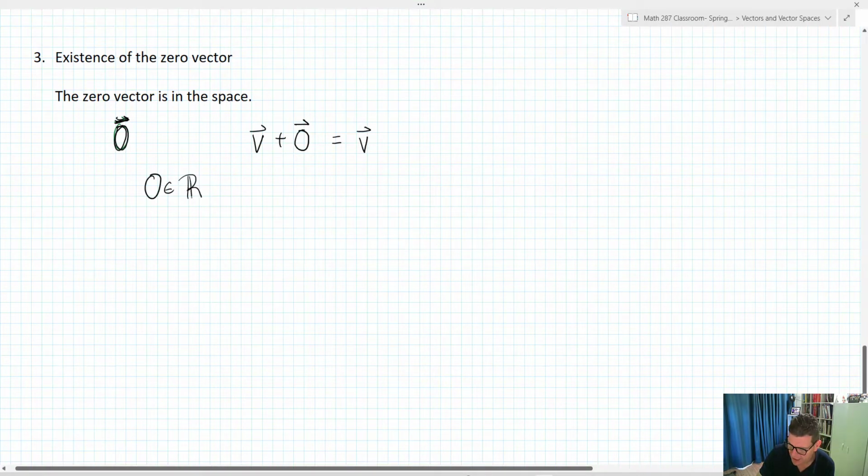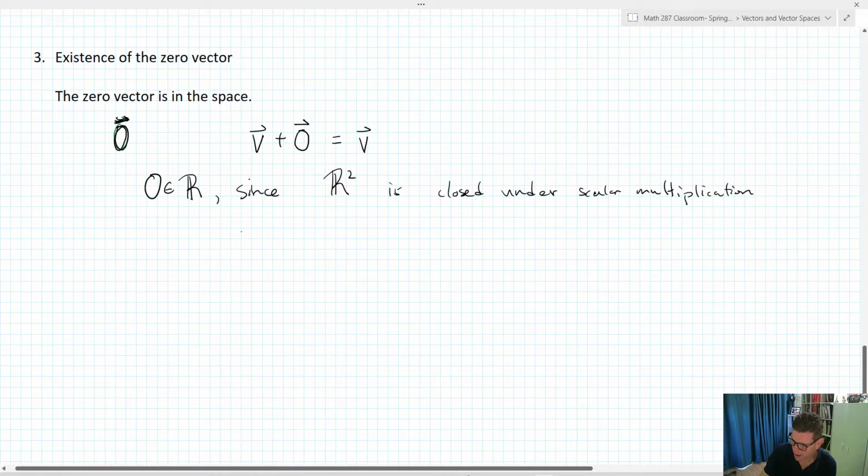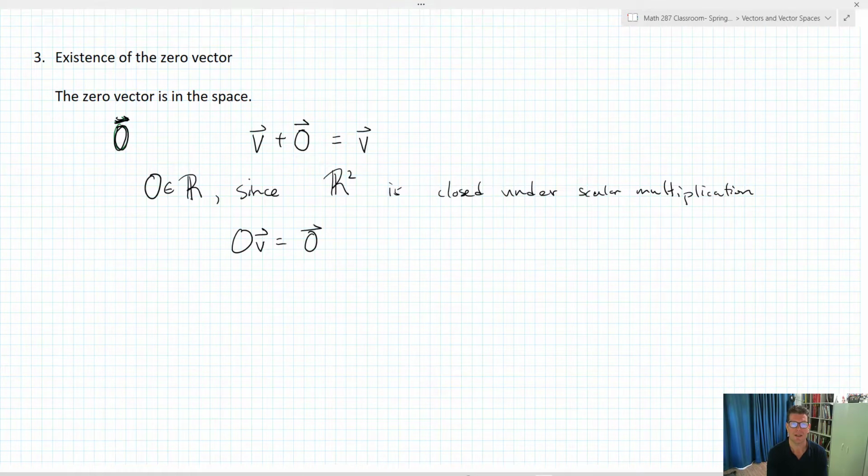The existence of the zero vector actually follows from the fact that 0 belongs to, say, for example, in our case, the reals. And since R2, say, for example, is closed under scalar multiplication, by property, 0v is just going to end up equaling the zero vector. It's going to zero everything out. And so closure under scalar multiplication ends up giving us the zero vector.